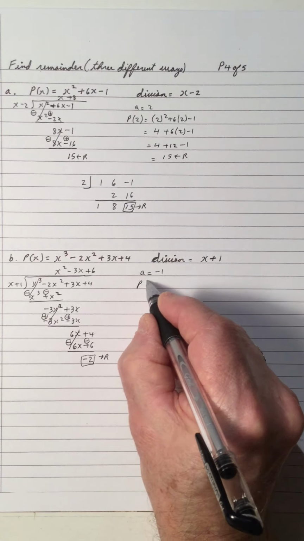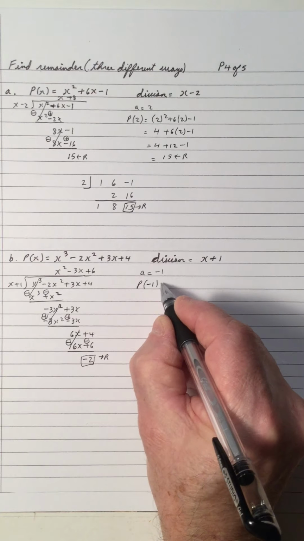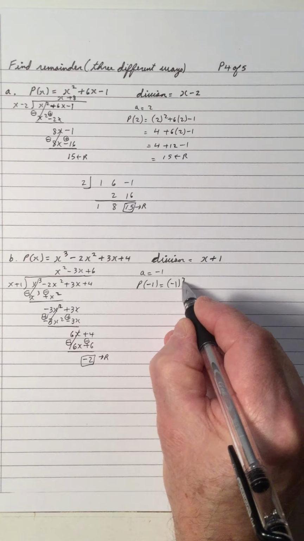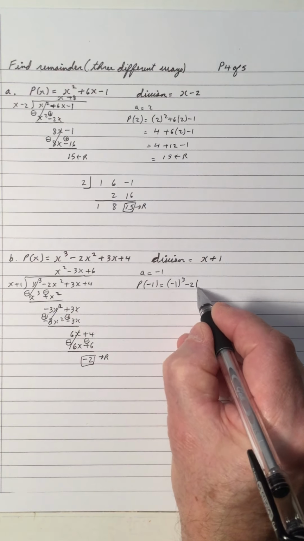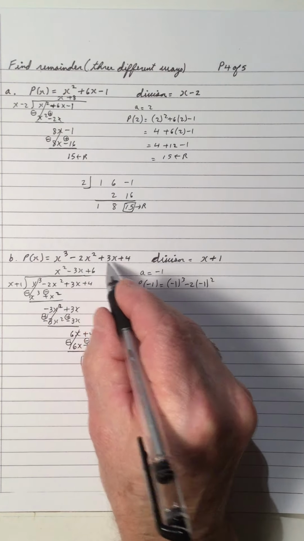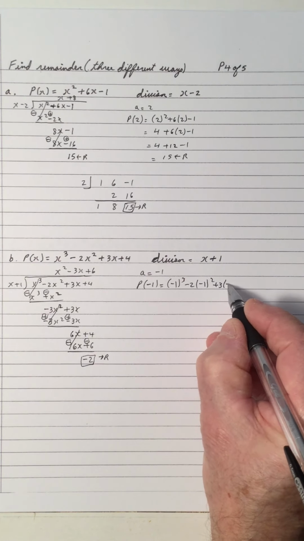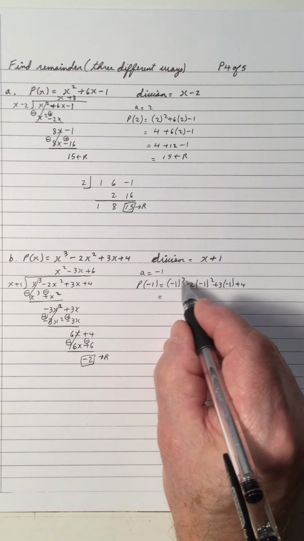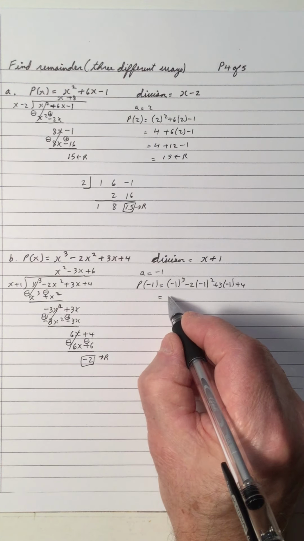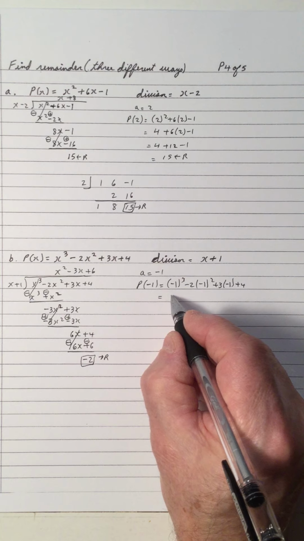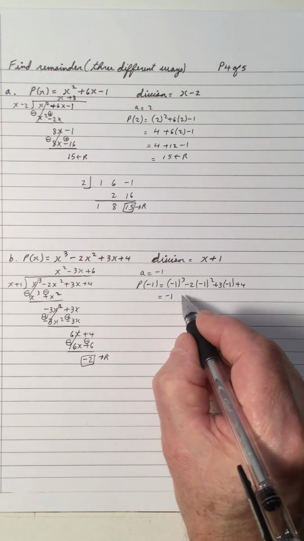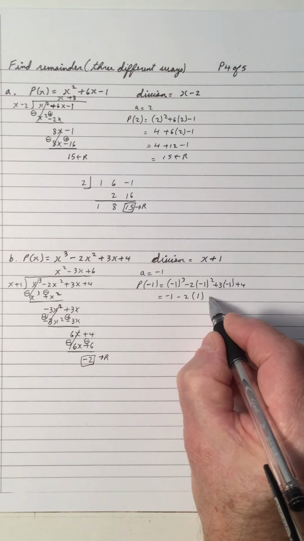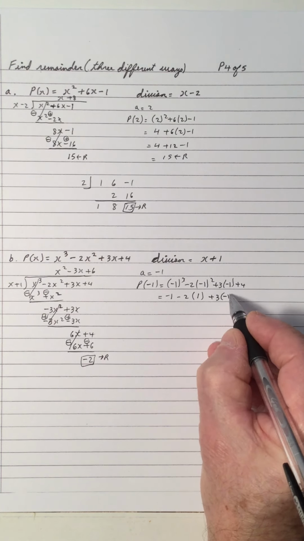So we'll do the P of negative 1. So I'm subbing negative 1 in for x. So negative 1 cubed, negative 2 times negative 1 squared, plus 3 times negative 1, plus 4. Subbed in. Powers first. Negative 1 cubed is negative. 3 negatives makes a negative 1. And a negative 1 squared is 1.